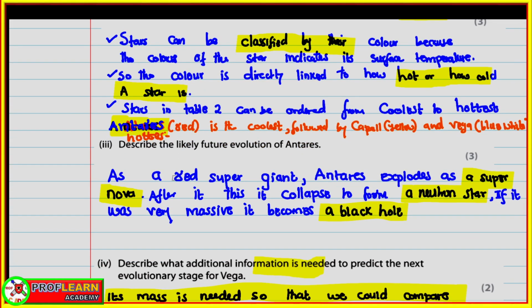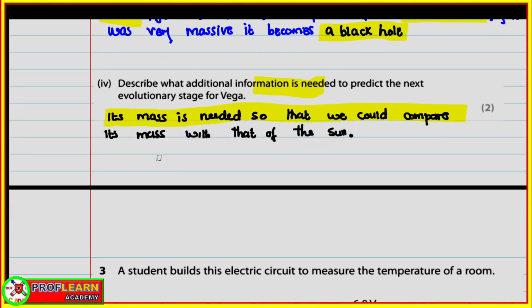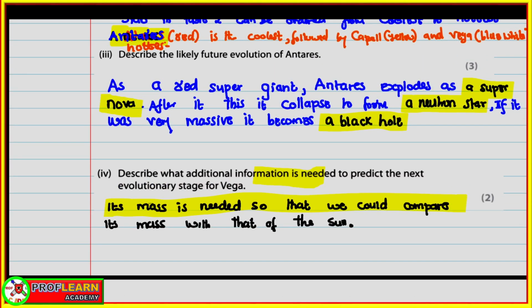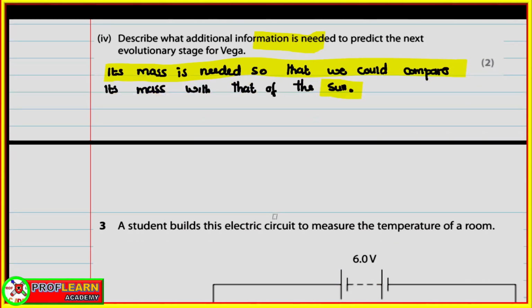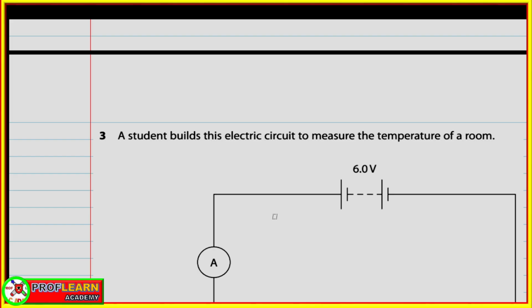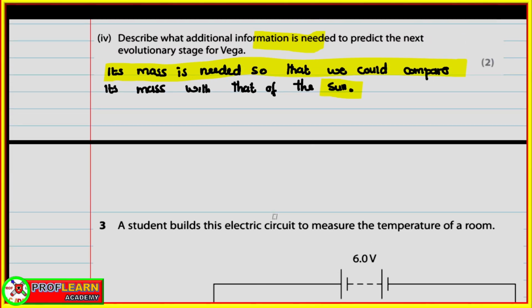That's what I'm saying here, that the mass is needed so that we can compare the mass with that of the sun, so that we know if it's a massive star, it's going to become a red supergiant. If it was a low mass star just like the sun, it becomes a red giant. And then a star that is a red giant, it evolves to become what? To become a white dwarf, and then finally it cools down to become a black dwarf.